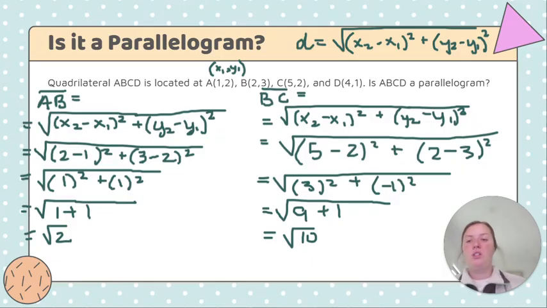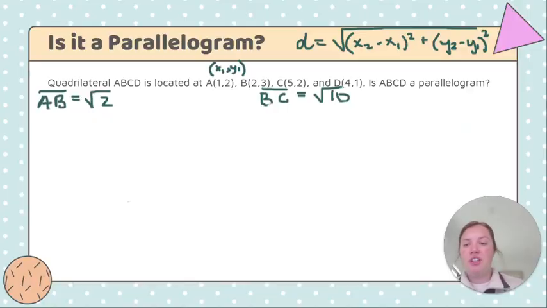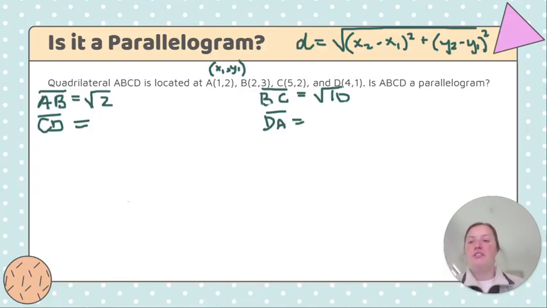Okay, we have found the distance for each one of our first sets of points here. And so we have the first sets of lengths, because in parallelograms, opposite sides are congruent. Let's see if we can get the opposite sides or any of the sides to be congruent here. Our next set of sides we need to figure out are CD and DA. These are our last sets of sides. We don't know what the lengths are of those.